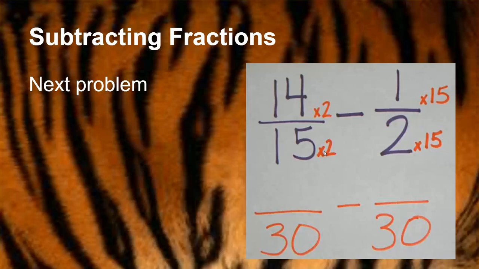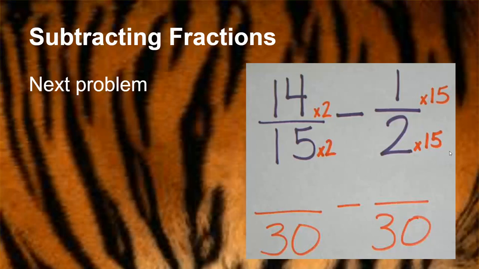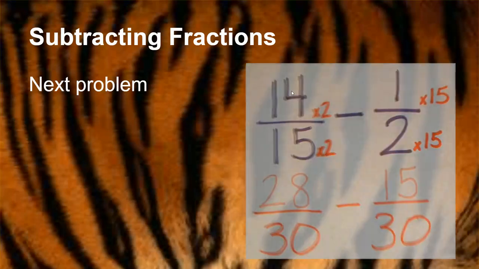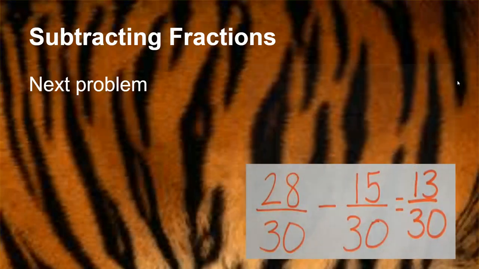The left fraction we had to multiply by 2 to get 30 on the bottom. So we multiply the top by 2. The right fraction we multiply by 15 on the bottom to get 30, so the top gets multiplied by 15. So 2 times 14 is 28, 15 times 1 is 15, and we are subtracting. 28 minus 15 is 13/30, and we do not need to simplify that.